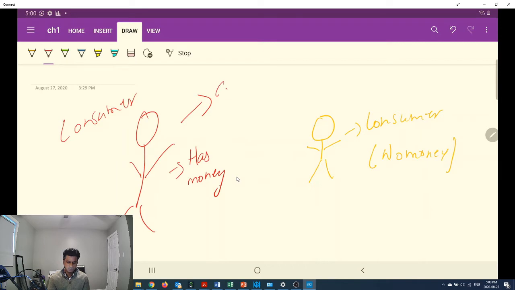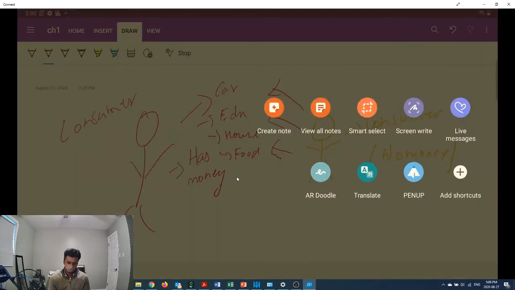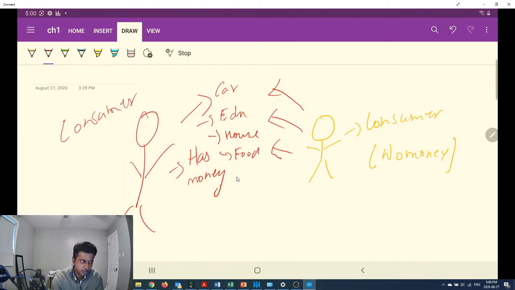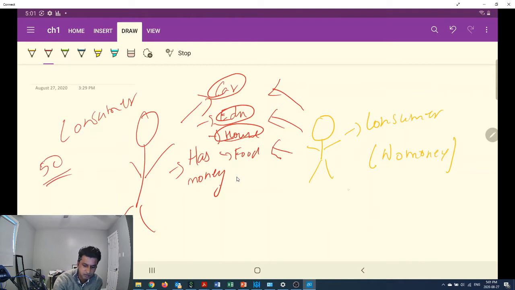You need your car, education, house, food. So both of you consume all these necessities. The first person in red might already have a car, might have finished his education, could have bought a house, and could be 50 years of age. This other person could be only 22, just graduated from university, or 18, and still needs to buy a car, finish their education, and buy a house and everything else in their life.